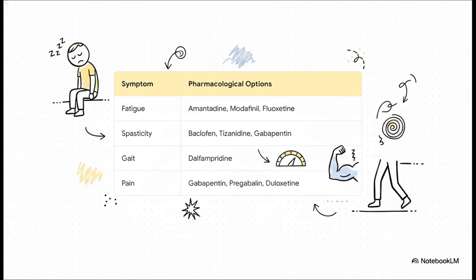Crushing fatigue? Amantadine, modafinil, or methylphenidate can be total lifesavers. Spasticity is typically tackled first line with baclofen. If gait impairment and slow walking speed are the main issues, dalfampridine can work wonders. And for those really painful paresthesias, we lean heavily on low-dose anticonvulsants like gabapentin or antidepressants like duloxetine.